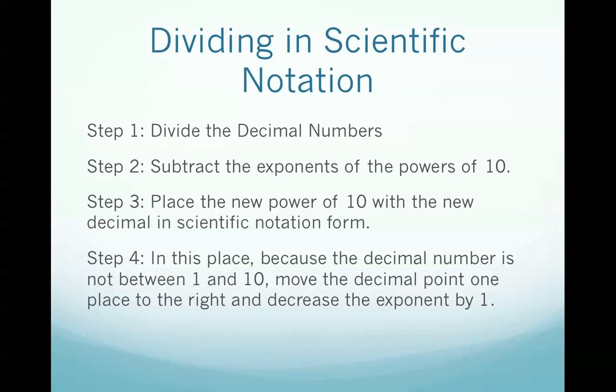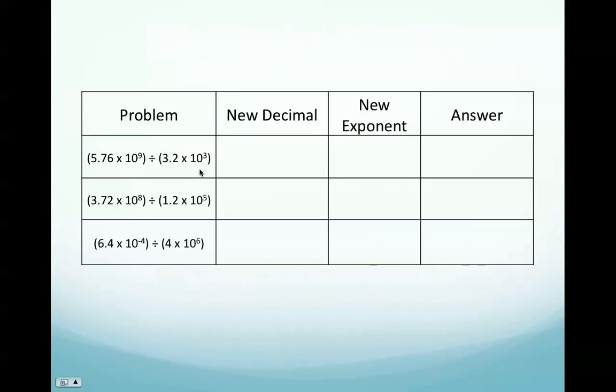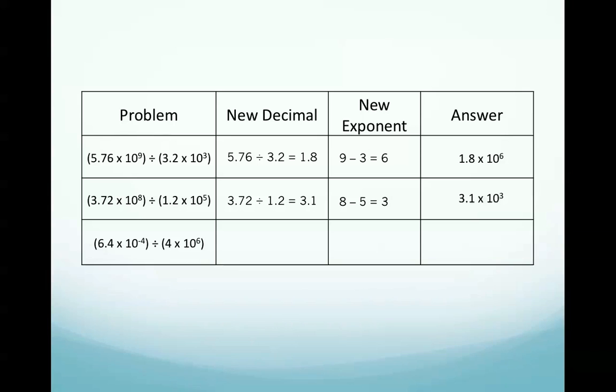So, dividing in scientific notation, very similar to multiplying, except that instead of adding the exponents, you're going to subtract them. So let's look at examples. Here we're going to be dividing these two numbers. Our new decimal is dividing the two decimal numbers, or those two base numbers, and instead of adding, we're going to subtract 9 from 3 to get 6. And then I put this all together for my final answer. Same thing with the second example, we're going to divide the two decimal or base numbers to get 3.1, and then subtract 8 minus 5, or subtract the exponents to get a number of 3, and then combine it for 3.1 times 10 to the third.